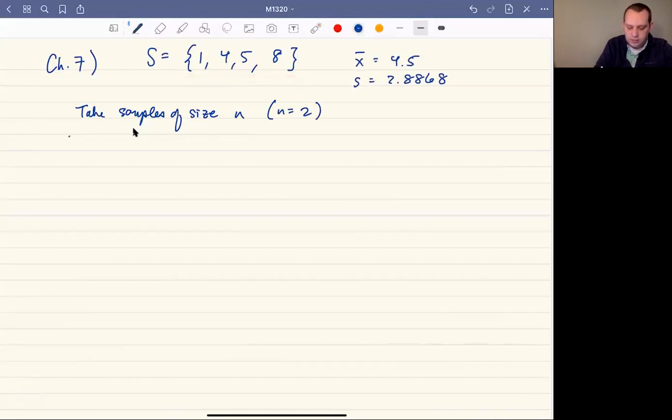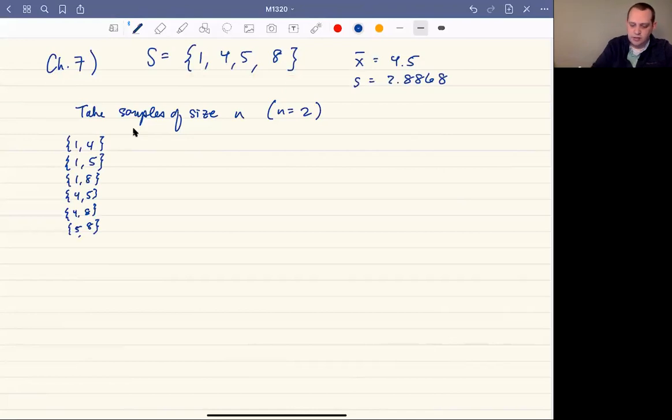So we could look at the sample that's 1 and 4, the sample that's 1 and 5, 1 and 8, 4 and 5, did I miss one? 4 and 8, and 5 and 8. Okay, so there's our 6 samples.